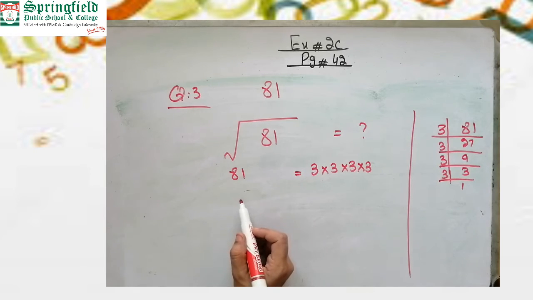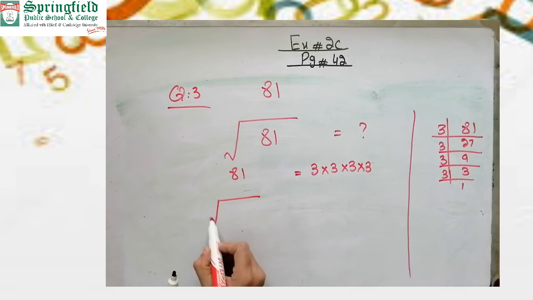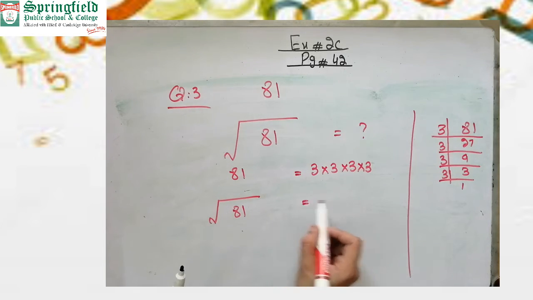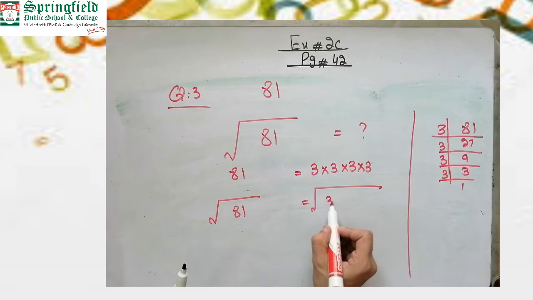Now as they are saying find out the square root, it means we will take the square root of both sides. So take the square root of both 81 and the factors of 81.